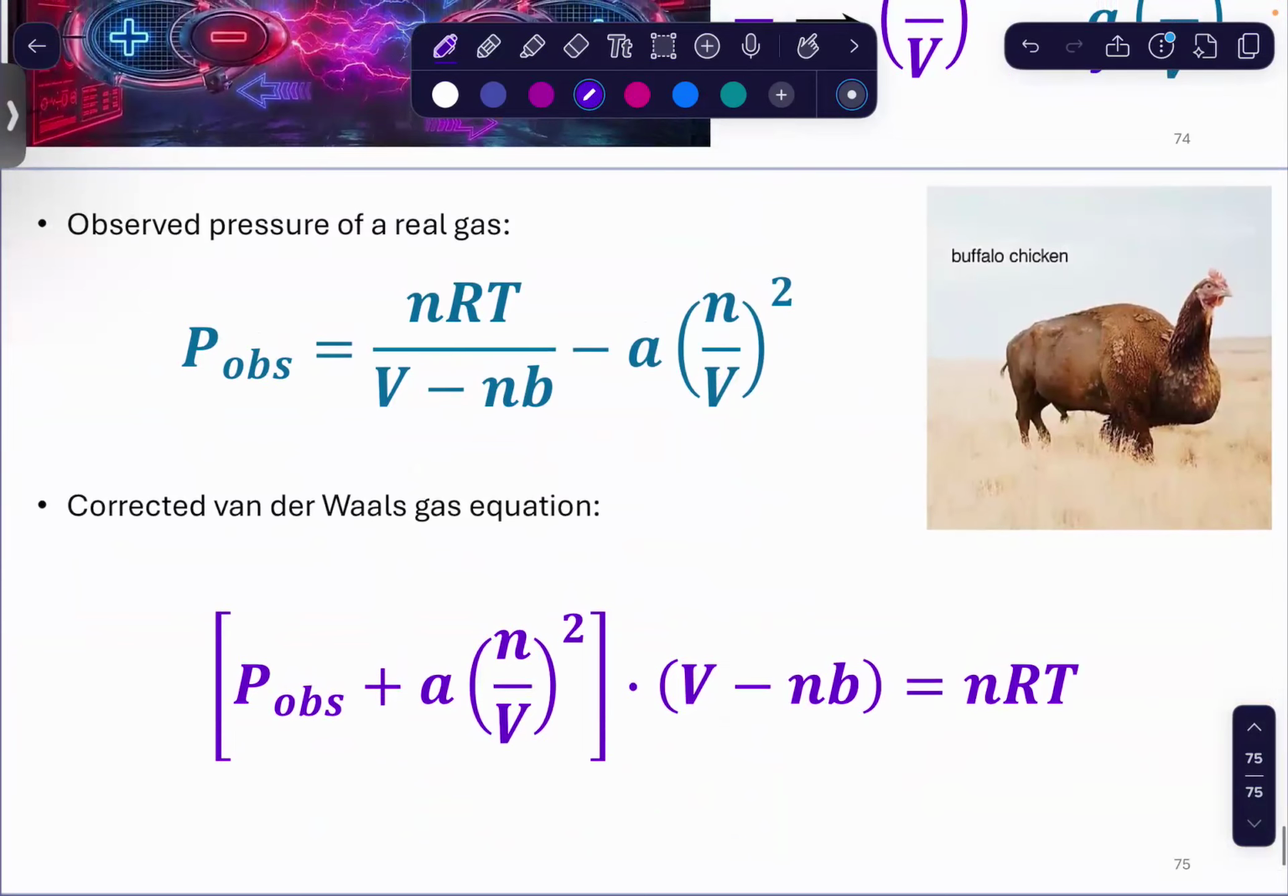And what that ends up leading us to is we have a new observed pressure for our gas with our volume correction and our van der Waals correction. And then we can move that around to what is known as the van der Waals gas equation. And so this is the gas equation we would use. It's technically in PV equals nRT format. This is our new gas law for non-ideal gases or real gases.